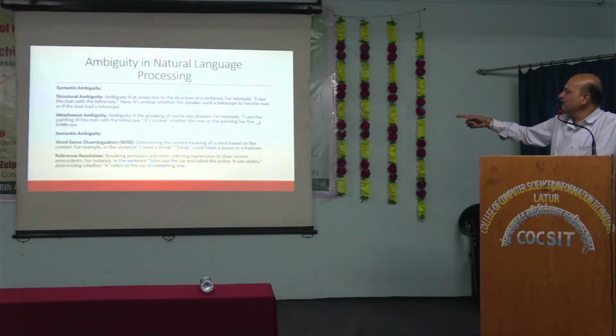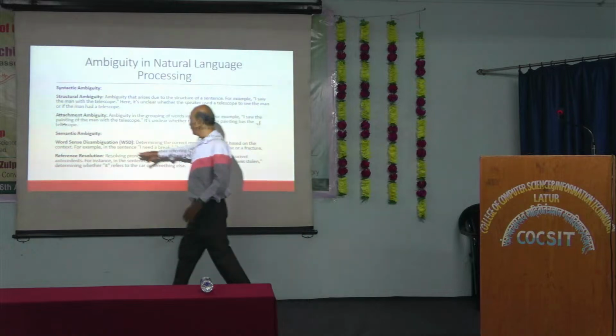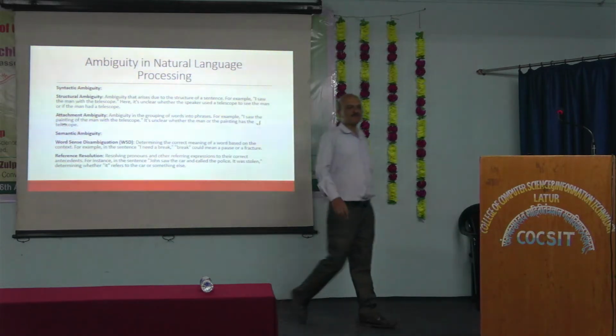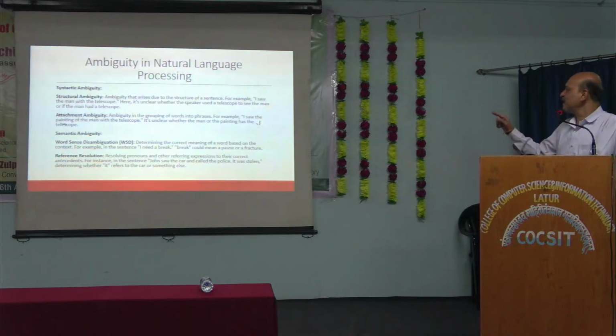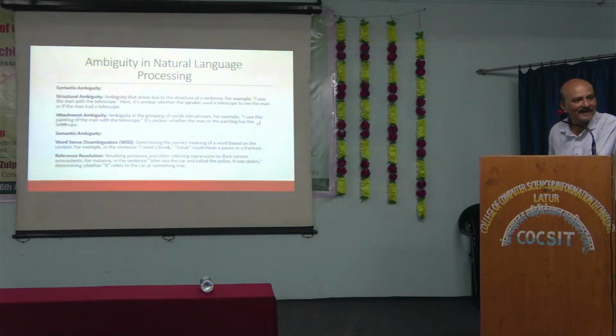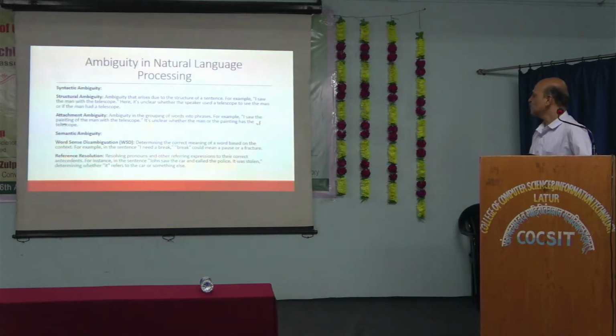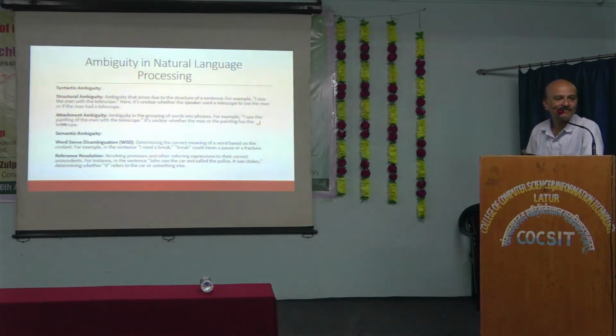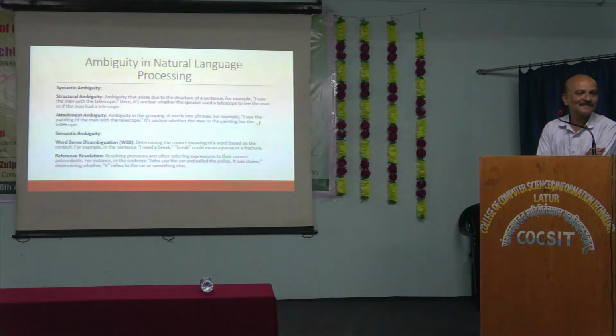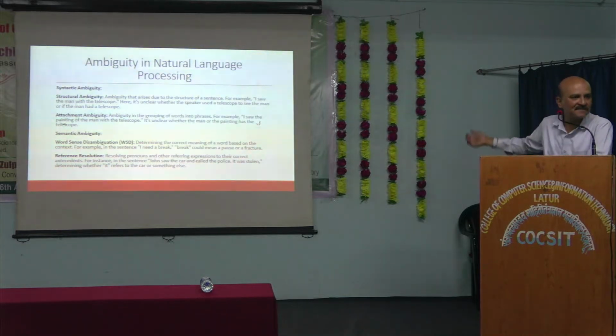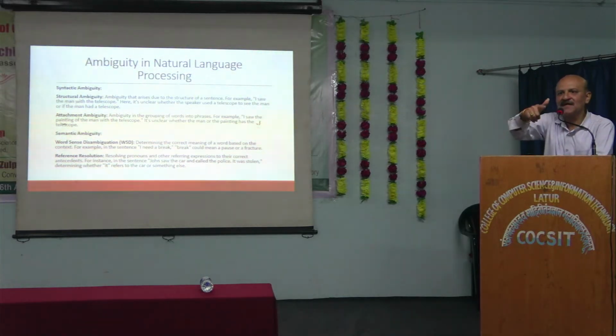Semantic ambiguity, very important. WSD, word sense disambiguation: determining the correct meaning of a word based on the context. For example, in the sentence, I need a break. Now focus on the word only. Could it be a pause or a fraction also? Isn't it? So this is word sense disambiguation. All these are components of natural language processing. When we teach the system, we have to teach these things earlier. Then it will give us the correct results.